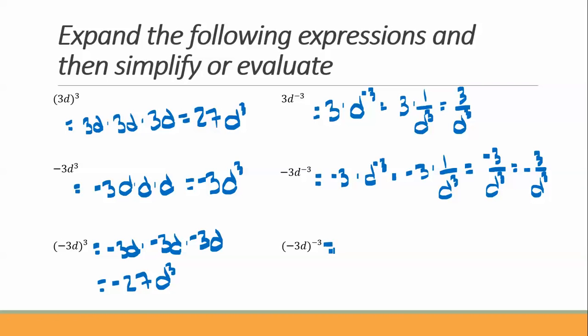This last one, the difference between this one and this one, the parentheses, the negative 3 exponent is touching the parentheses, so the whole thing has a negative exponent. So this is 1 over negative 3D cubed. We did negative 3D cubed over here, so this is 1 over negative 27D cubed. We like to have the negative out of the denominator, so we'll make it negative 1 over 27D cubed.